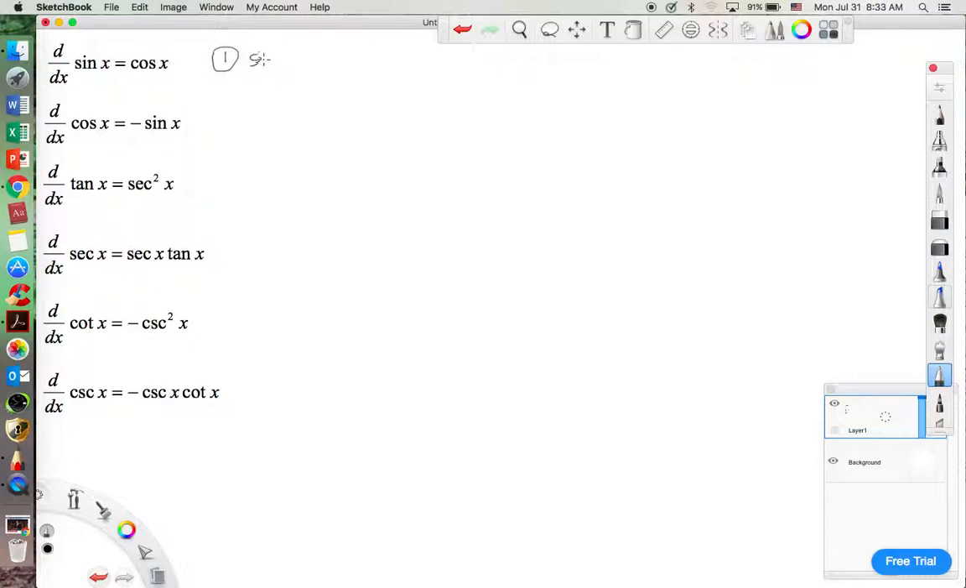Okay, our first example is sine squared of root x. And remember, this is the same as if we said the whole function, sine of root x, squared. So we're going to apply the chain rule here. We need to take all of sine root x as u squared. The derivative of u squared is 2u, so we have 2 sine root x. Now we're going to take the derivative of that inside function as per the chain rule.